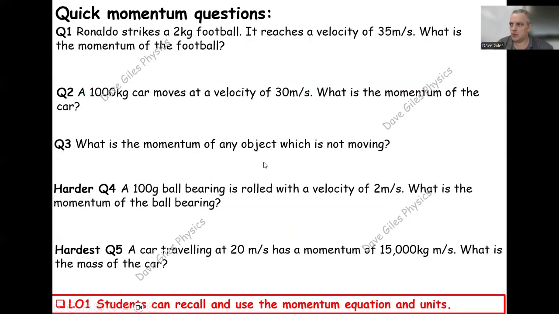Okay. So here are some more momentum questions. Pause it, and I'll put the answer on in a few seconds. And the answers are as follows.